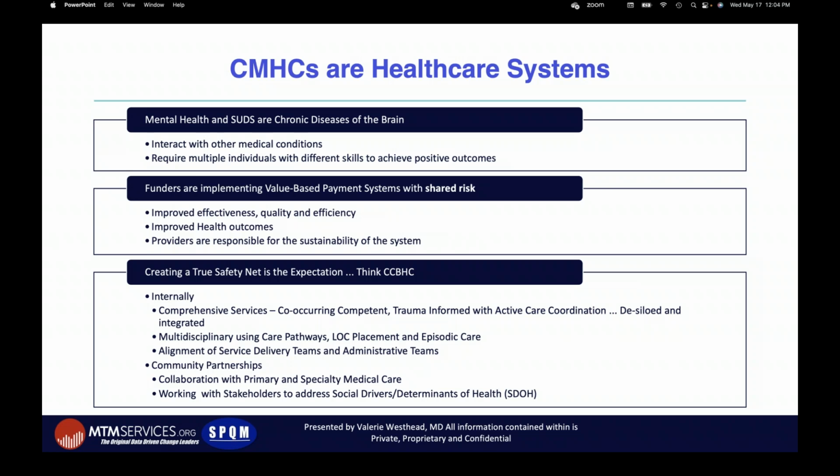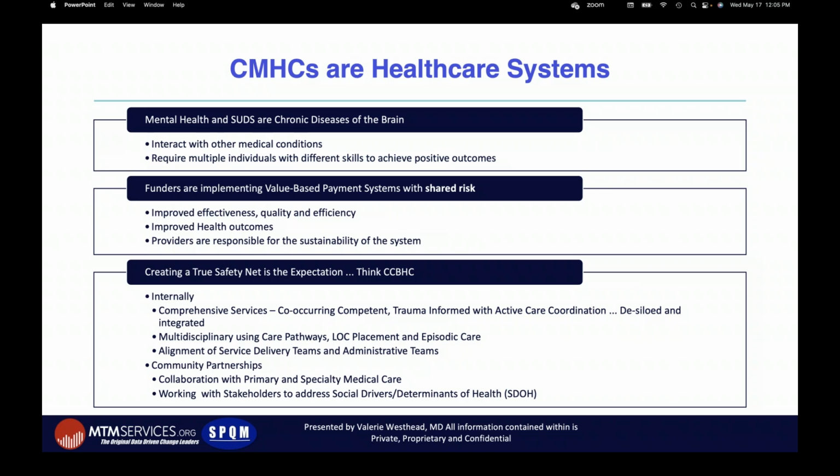We need to have a voice in how we're going to create multidisciplinary care pathways, about how we are going to implement episodic care and appropriate level of care placement based on the client's current needs and objectives. And we need to make sure that how medical services are functioning align with how clinical services are functioning and align with how operations are functioning. We need to become a valued team member as well as a strong voice for how we should become integrated within ourselves and within the community.